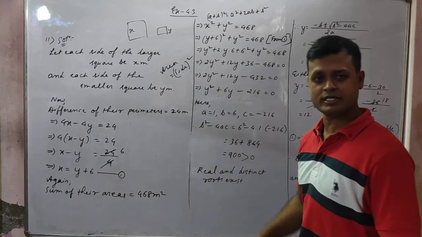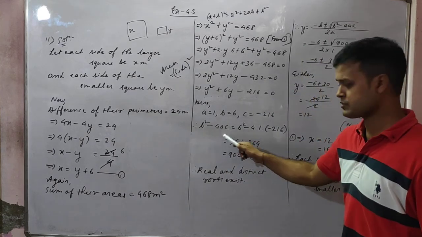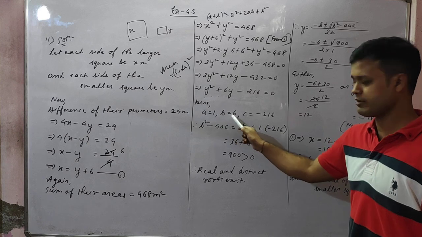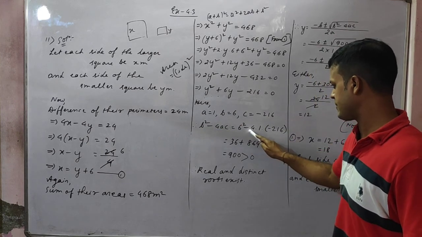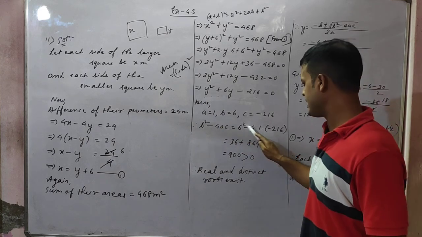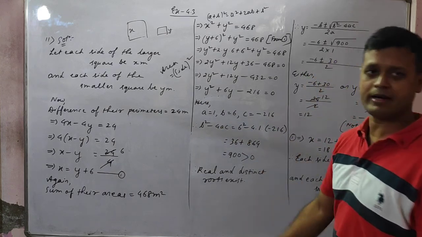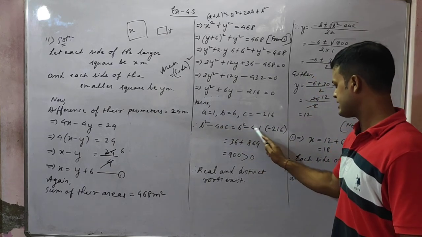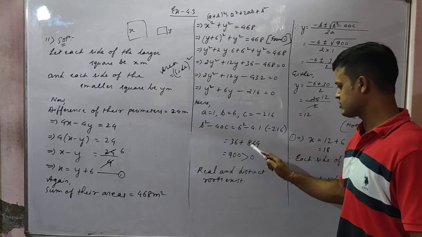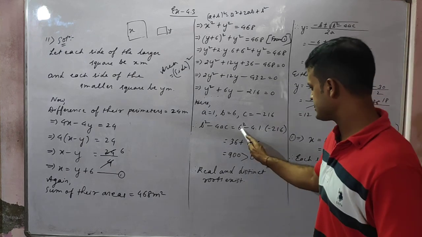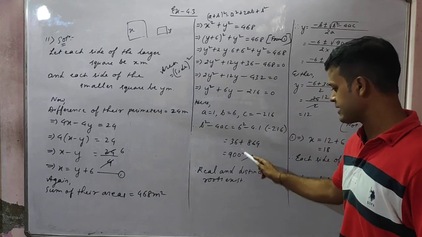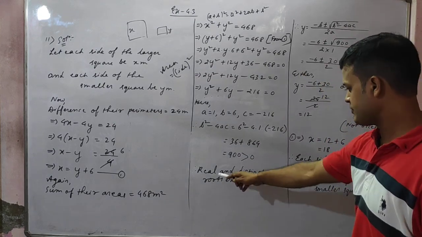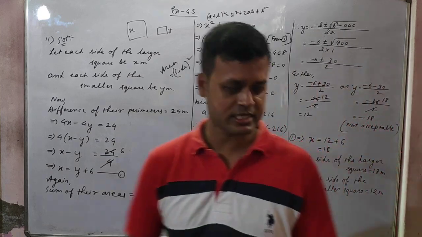So b square minus 4ac, let us find out. Okay, so what is the value of b here, students? 6, isn't it? So write 6 square. b square means 6 square, minus 4 into a. What is the value of a? 1. And what is the value of c? Minus 216. So minus minus plus, 4 into 216 will become 864. And 6 square is how much? 36. 864 plus 36 is 900. 900 is greater than 0, isn't it? Therefore real and distinct roots exist, isn't it?